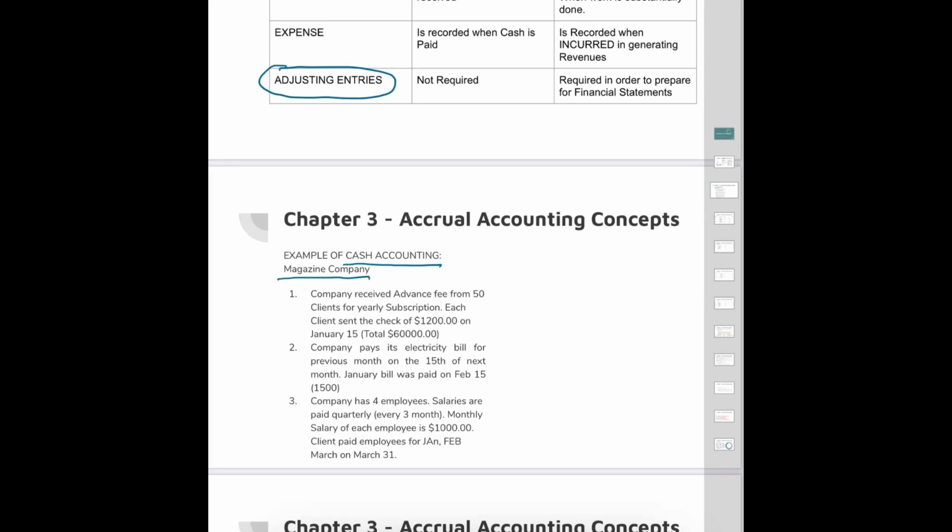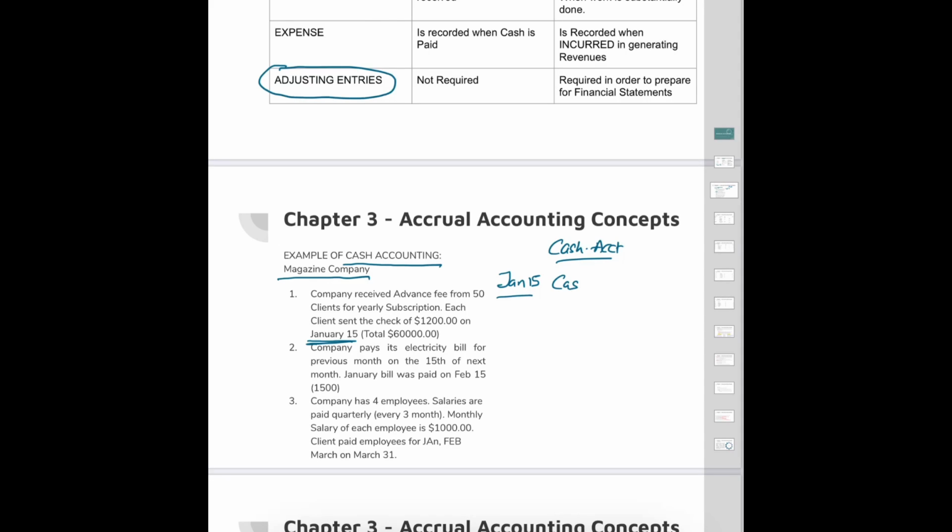Okay, so this is a magazine company, and the company received advance fees from 50 clients for yearly subscription. Each client sent a check of $1,200 on January 15. Now it's important to keep the dates. So we are doing cash accounting, and it is January 15.